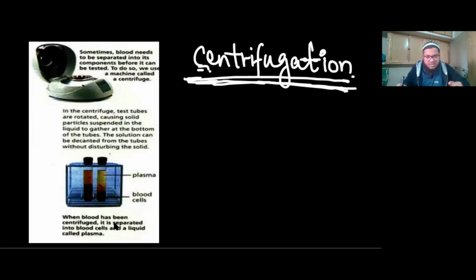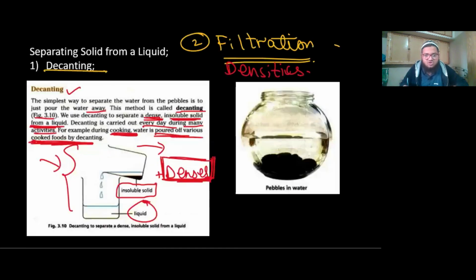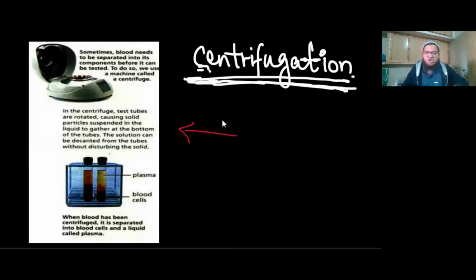When the blood has been centrifuged, it is separated into blood cells and a liquid called plasma, and that's it. By the way, this information is from your book, Chemistry Matters. Now, the second technique is called filtration, and we'll be talking about that in the next video. This is all about decanting and its medicinal use. Although there are not many questions on centrifugation in O-levels chemistry, nor in O-levels biology, this was just an application of decanting in real life in different fields, such as medicine.